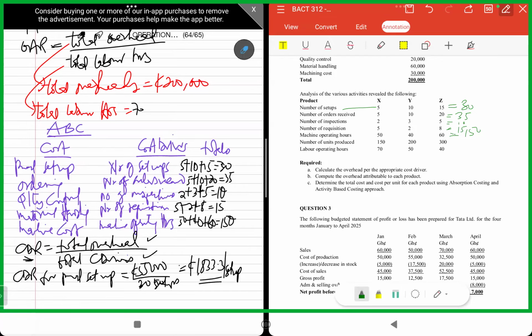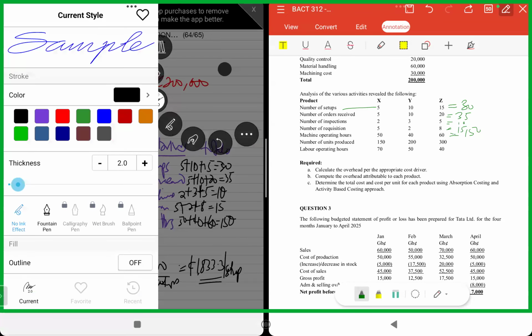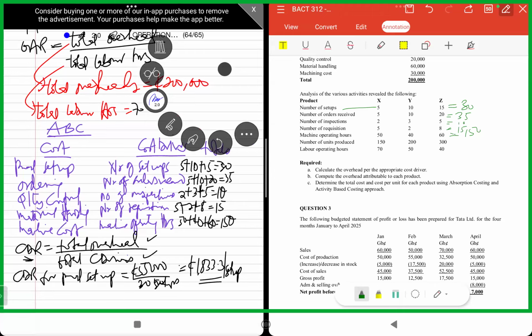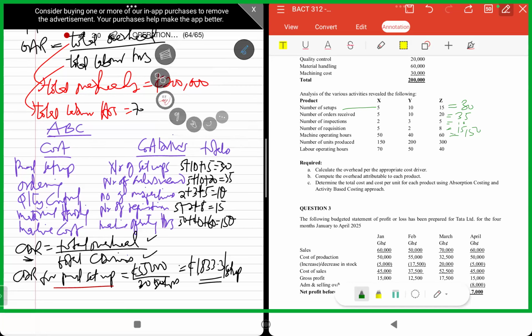You have to do the CDR for ordering. CDR for all of you, you have to do it one after the other. Now I get it. You'll be getting the same final answer somewhere, but not where we are now. You see, this one here, I've done CDR for production setup. Production setup is the overhead. You have to do CDR for ordering, CDR for quality control, CDR for material handling, CDR for machine cost. I have just done the first one, so you can continue and do the other. But don't use that approach. It's a long process. That's what I'm trying to say.